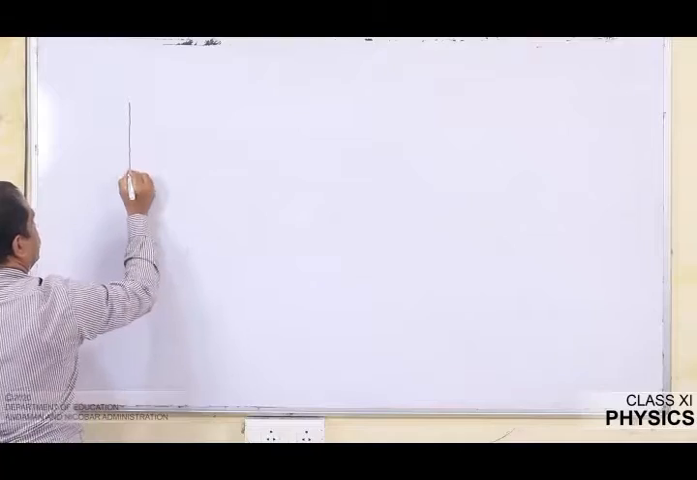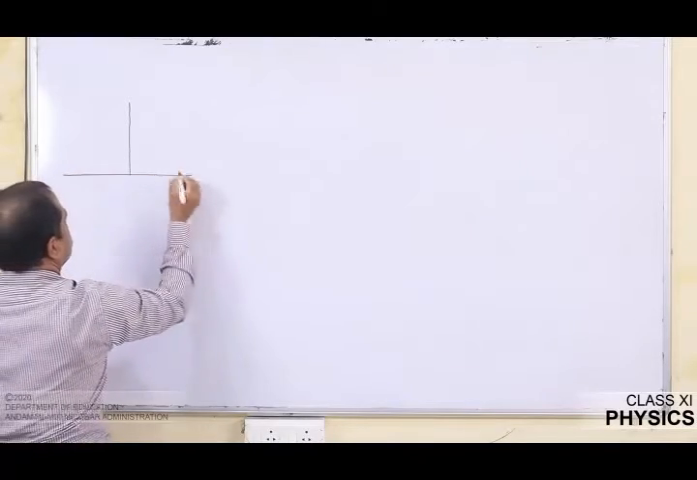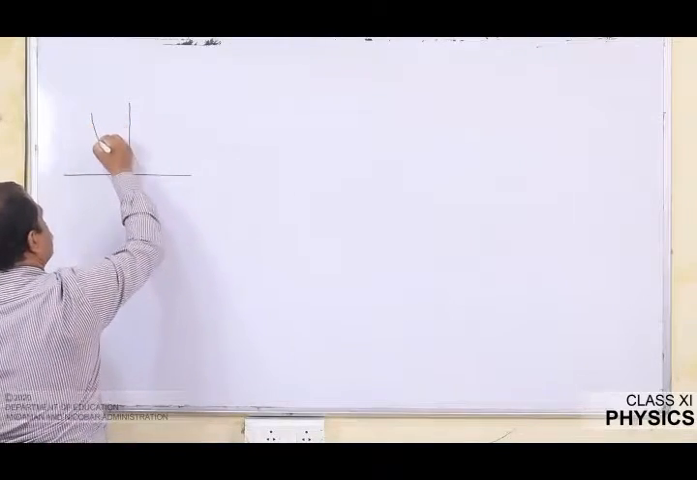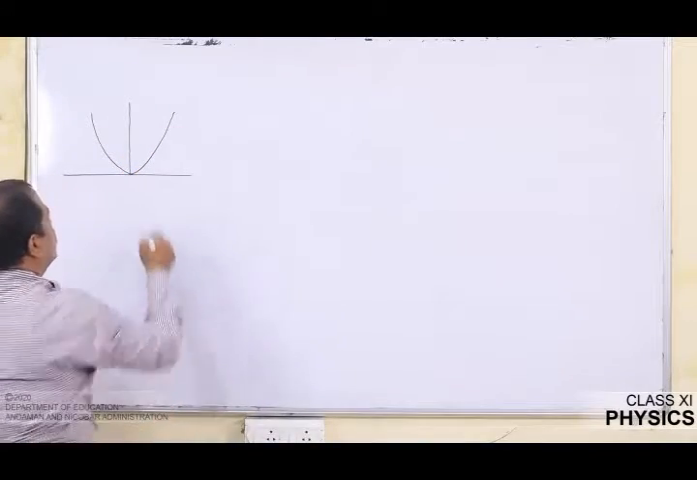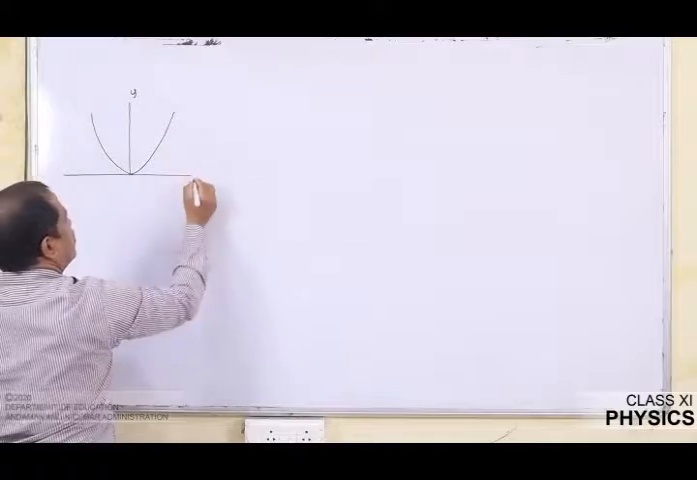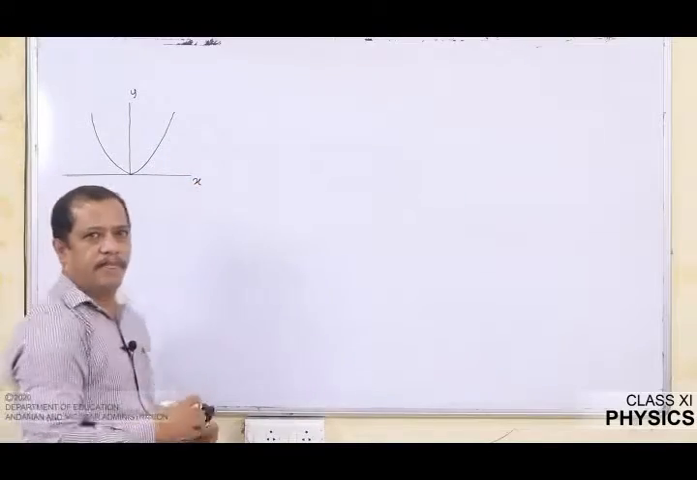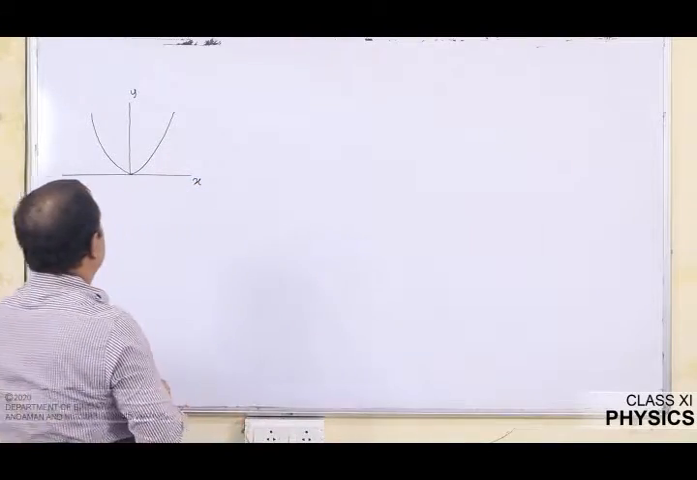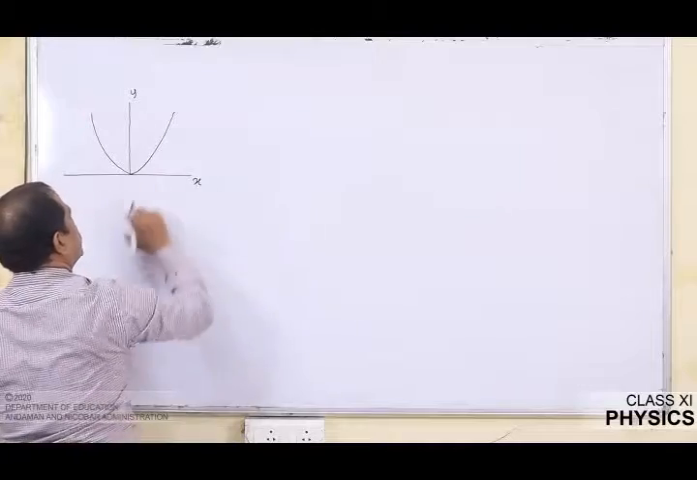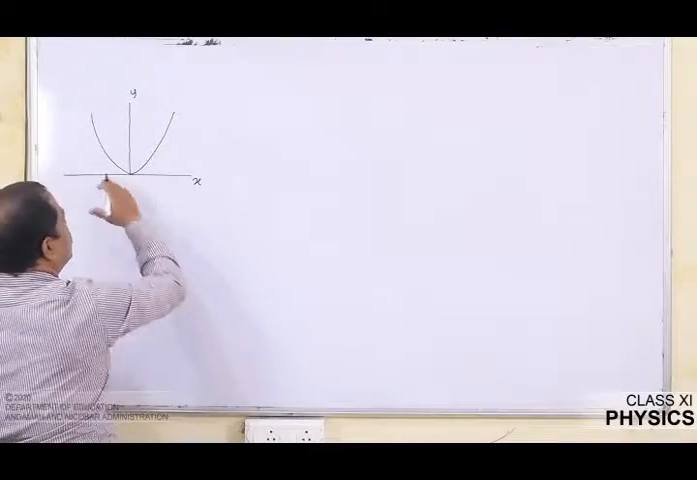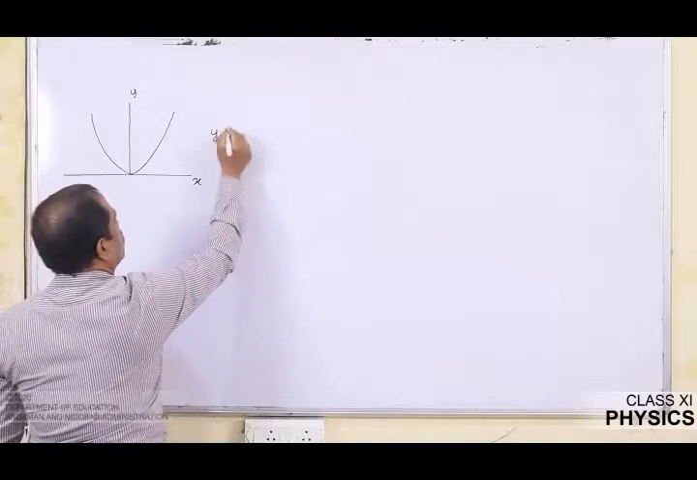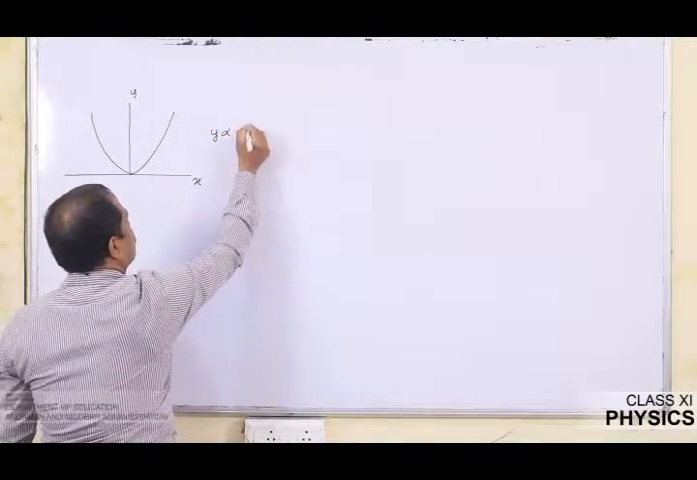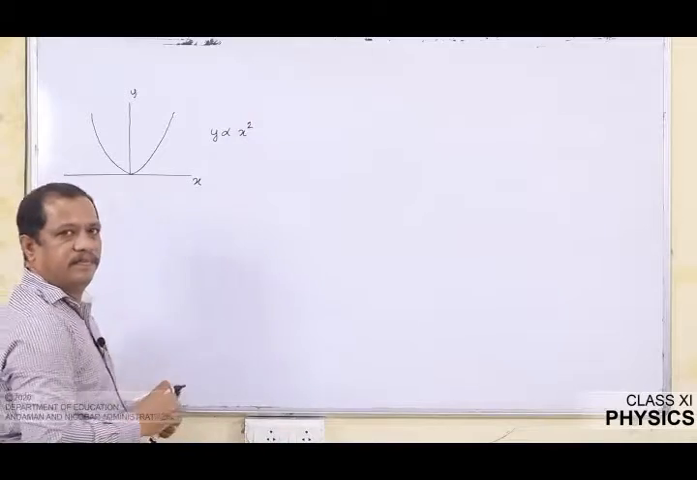I say we will have a graph like this. At times in physics, we are going to have a graph like this. Let us say that this is the y axis and this is the x axis. In that case, the algebraic equation that is going to govern this graph will be y proportional to x square. This will be the graph.